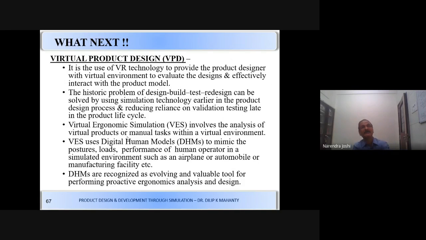Virtual product design. It is the use of VR technology to produce the product design in a virtual environment. We do not do the physical things. The historic problem of design, build, test can be solved by using simulation technology in the product design process.